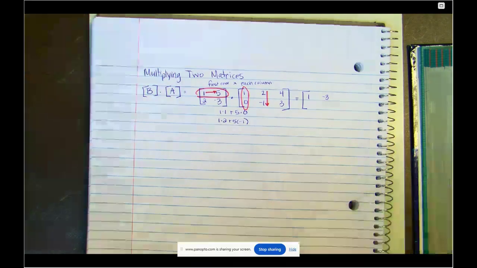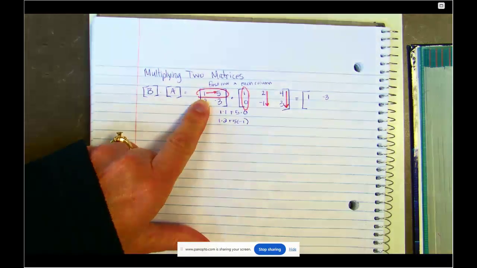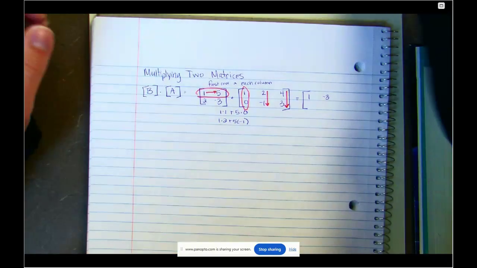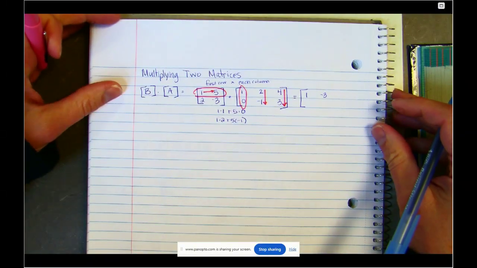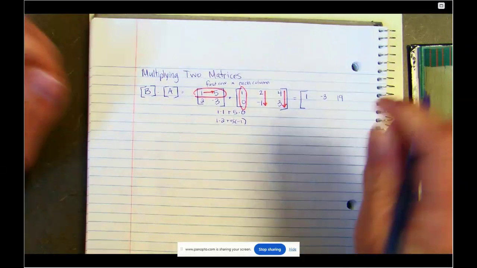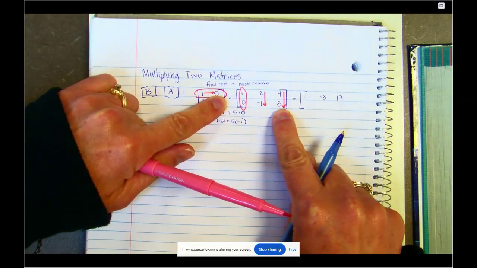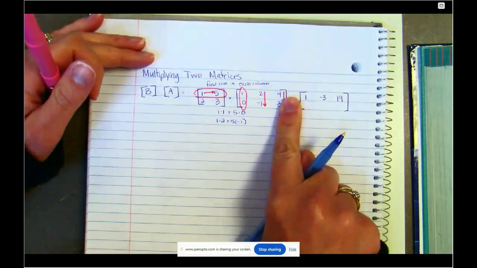Okay, and then I have to do one more because I got one more column I have to multiply. So first row, third column. Take a second and figure out what that would be. What number would that be? 19. Because 1 times 4, 5 times 3, add them together. So 4 plus 15 is 19. Okay, now that's the end. I've run out of columns to multiply, so I'm done.